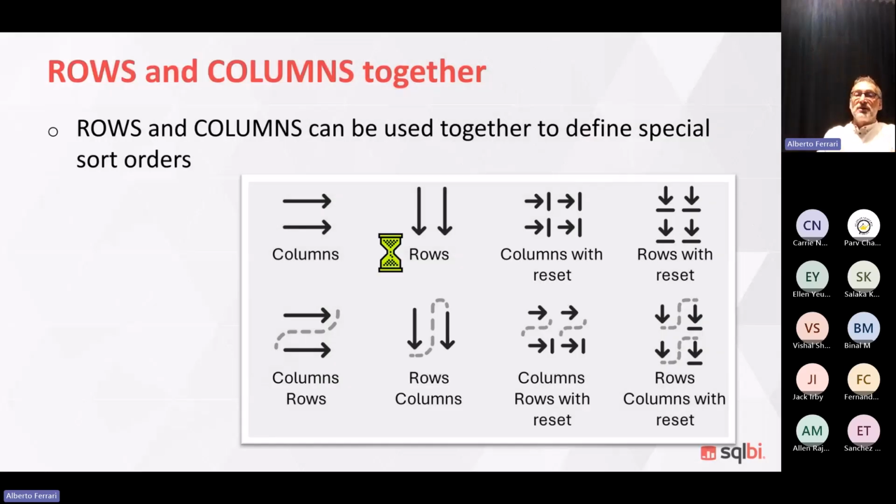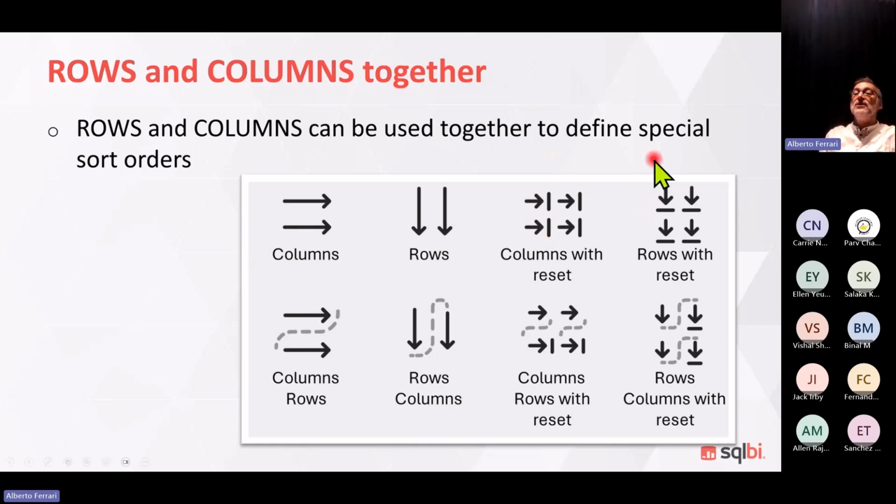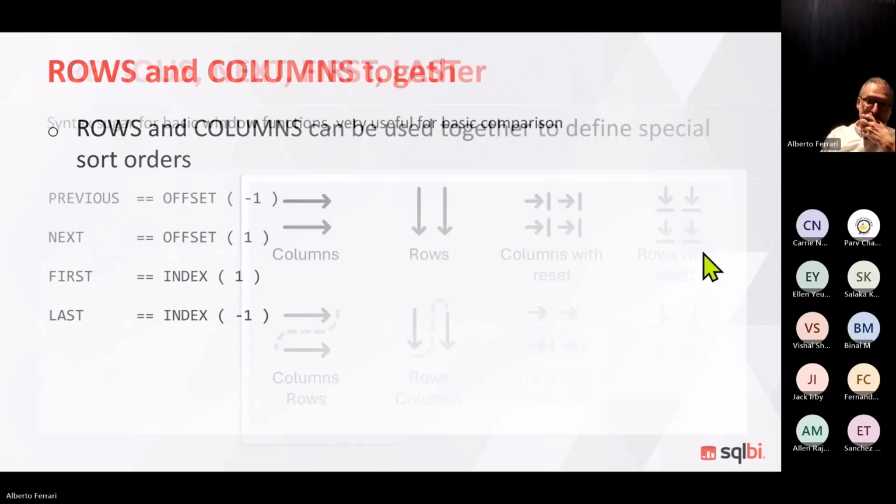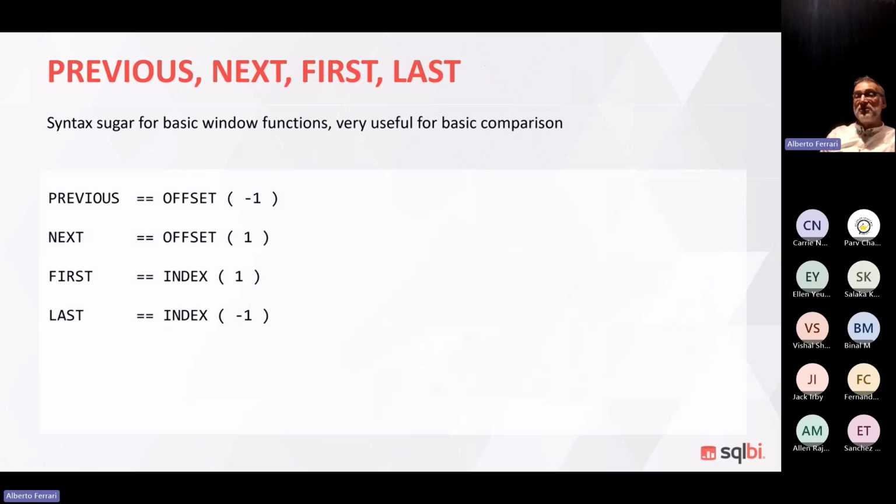So you can use columns, rows, columns with a reset. So you reach a point, then you reset and you start ranking again. Rows, then you reset, then you go again, then you reset and you start counting from one, and so on. And then you have set of functions like previous, next, first, and last. This is nothing but syntax sugar for offset and index, the usual window function that we use in DAX.